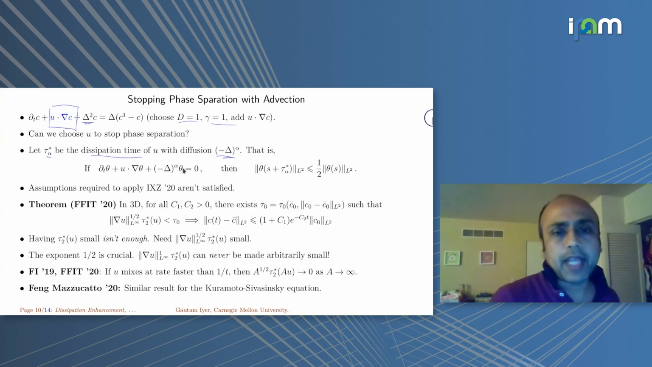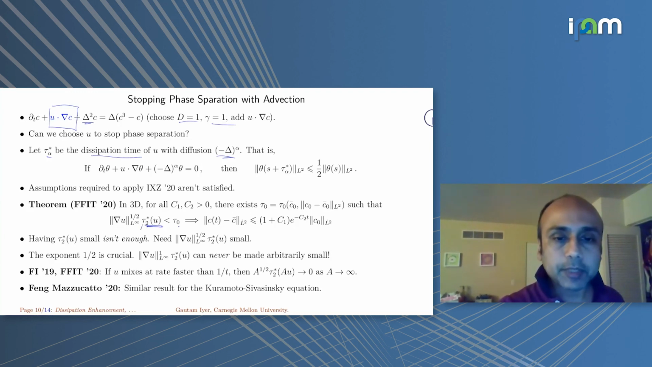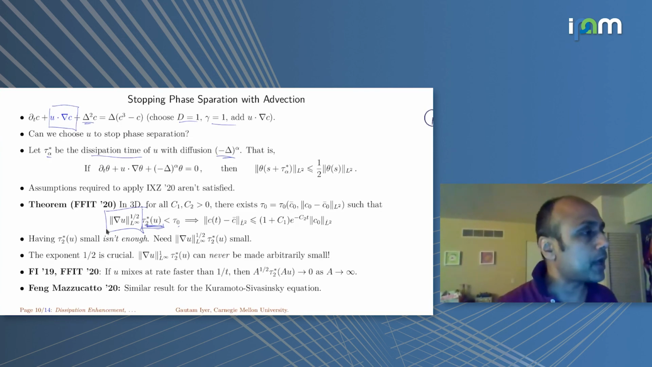The assumptions that we had in our previous result just aren't satisfied with this nonlinearity. We can't use it, at least in 3D. But if you go through, a similar sort of proof works out, and here's the result you get. If you remember, before I said, if the dissipation time was small, then you had no blow up. In this case, if the dissipation time times the square root of the C1 norm of U is small, then you have no phase separation.